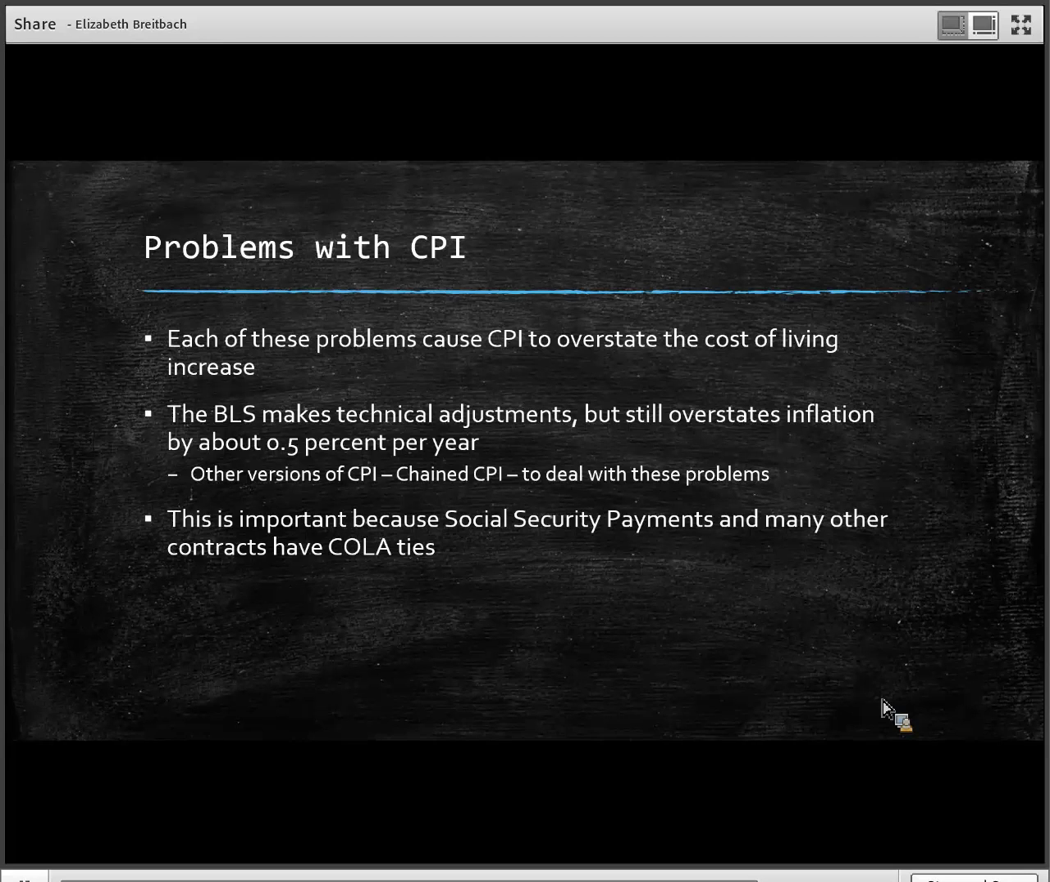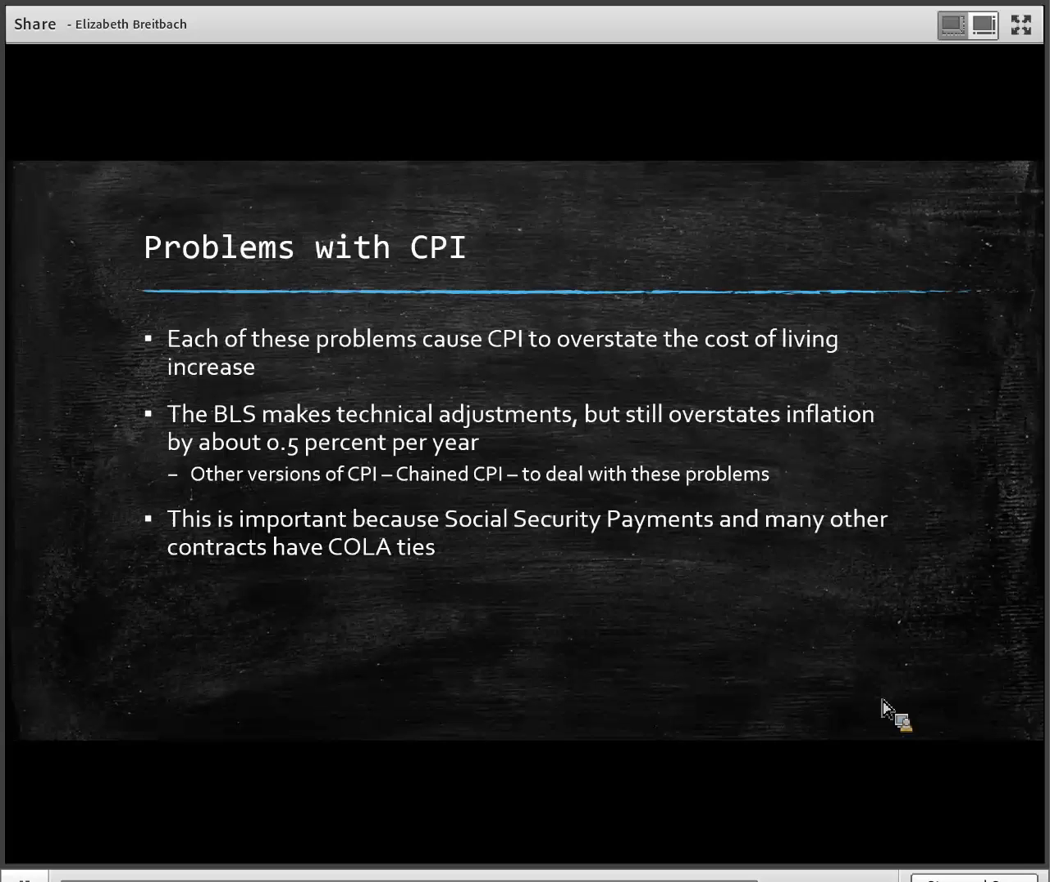So the BLS does make adjustments, but most economists that have looked at the problem believe that the BLS still overstates inflation by about 0.5% each year. And when we're talking about the United States targeting 3% inflation, 0.5% is actually quite a significant overstatement. So there are other versions of CPI. The BLS has come out with a chain CPI, and it attempts to better deal with this problem, just modifying the process of calculating the CPI and inflation rate slightly. But chain CPI obviously also has critics, specifically AARP and people who are involved in Social Security payments, who believe that it actually then understates the inflation rate.